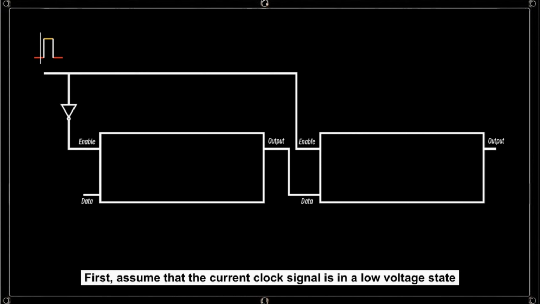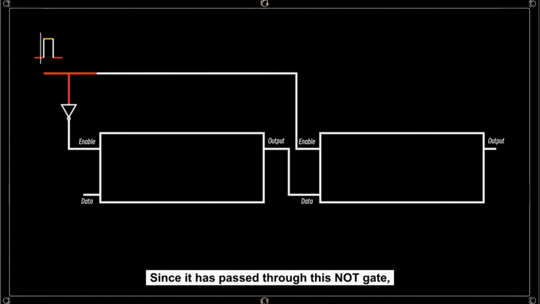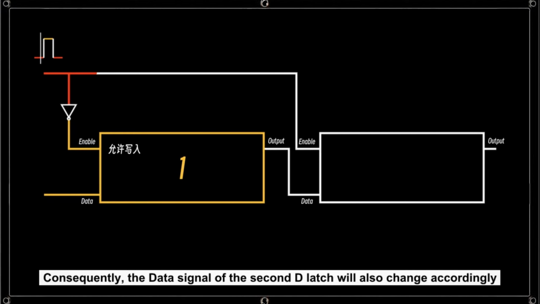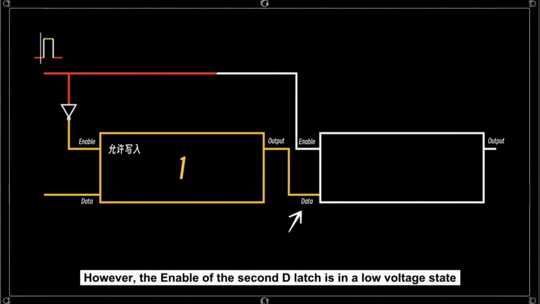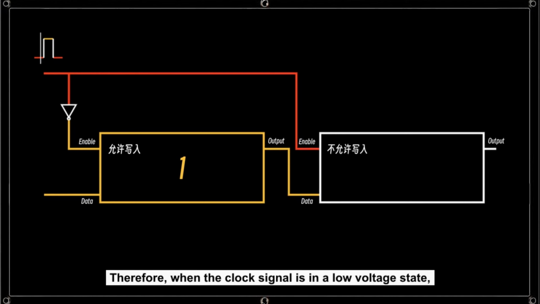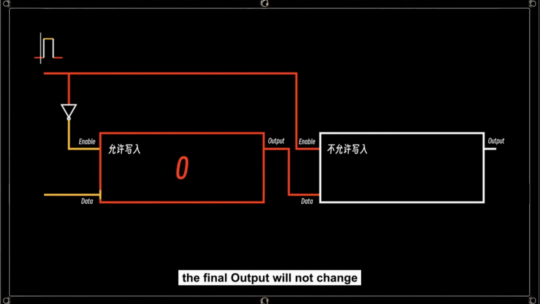First, assume that the current clock signal is in a low voltage state. Since it has passed through this NOT gate, the enable of the first D latch is in a high voltage state. This means it is in a state that allows writing. At this moment, if you modify the voltage signal on the data, your modification will be stored in the first D latch. Consequently, the data signal of the second D latch will also change accordingly. However, the enable of the second D latch is in a low voltage state. This means it does not allow writing. Therefore, when the clock signal is in a low voltage state, regardless of how the data input changes, the final output will not change.